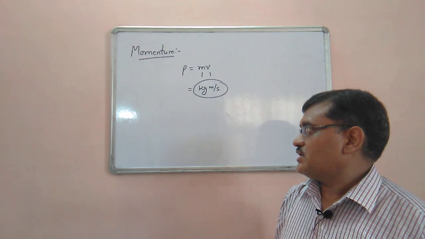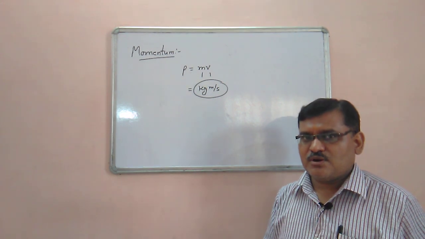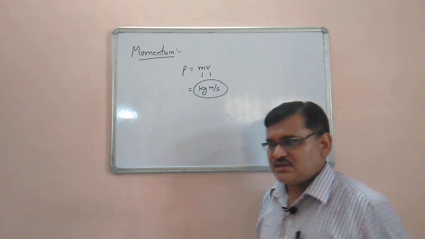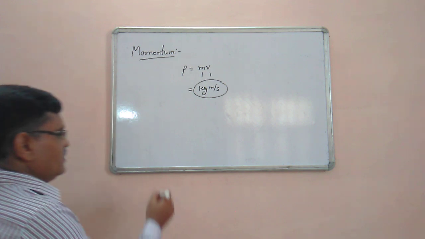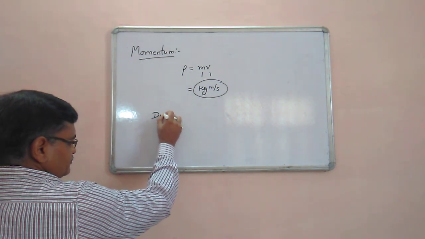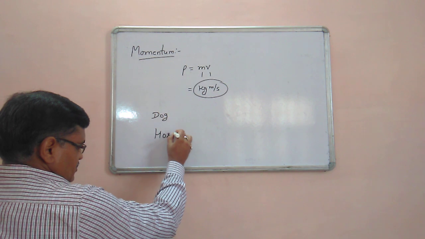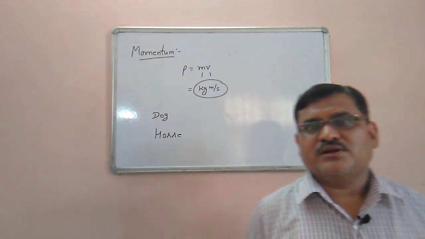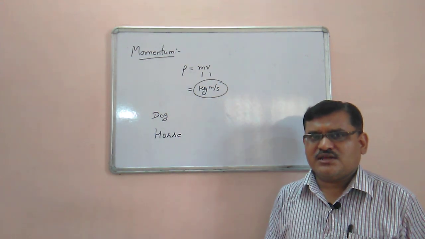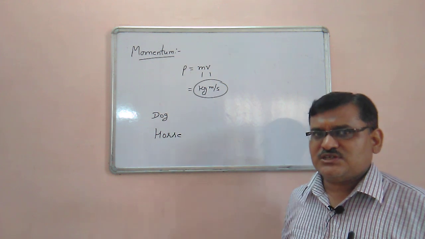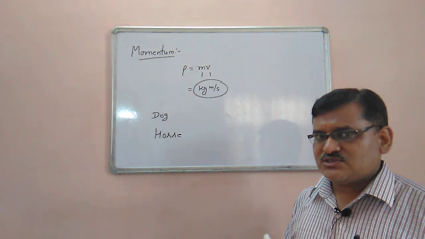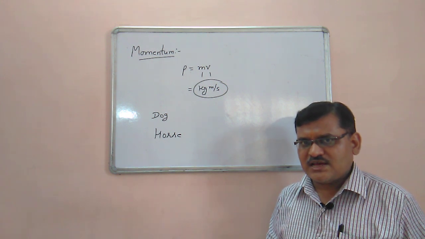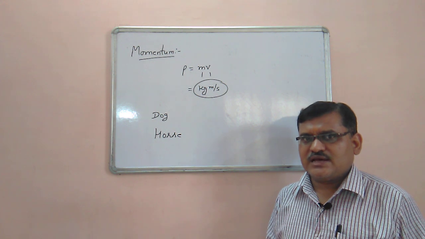Similarly, we can solve numericals based on it. If we know the mass and velocity, then we can find the momentum easily. Some application is like this. Suppose we are talking about a dog and a horse, both moving with the same velocity. Which has a higher momentum? In this situation, both are running with the same fixed velocity, with no change in velocity, but there is still a difference between their masses. The horse has large mass and the dog has smaller mass.